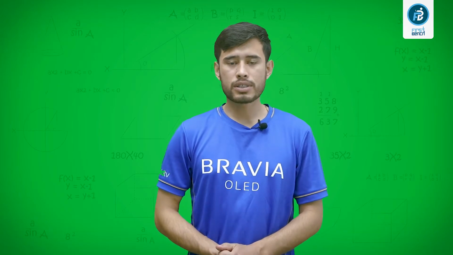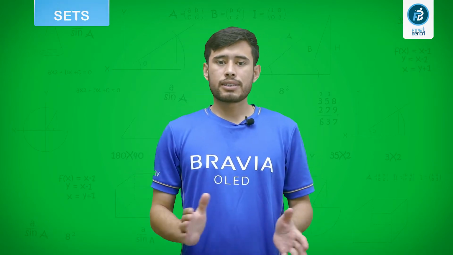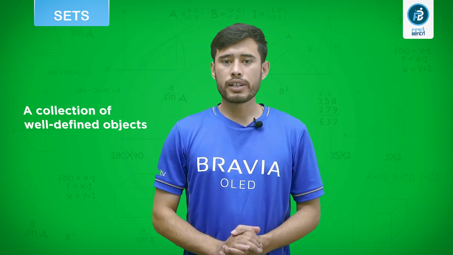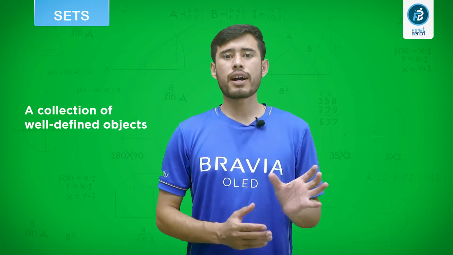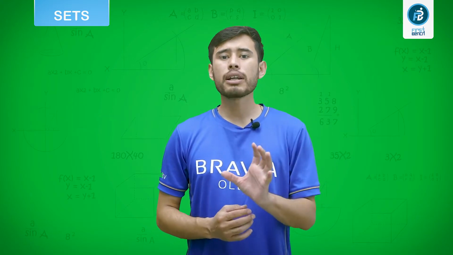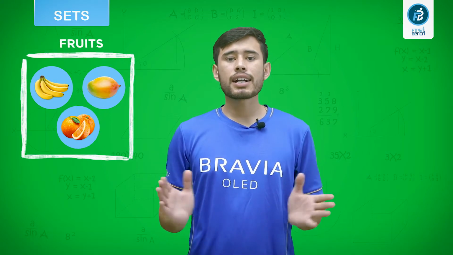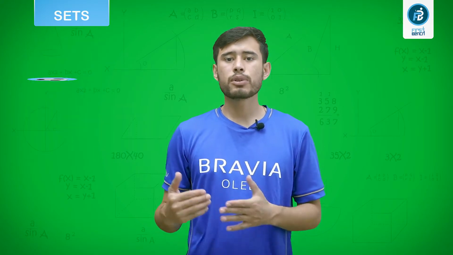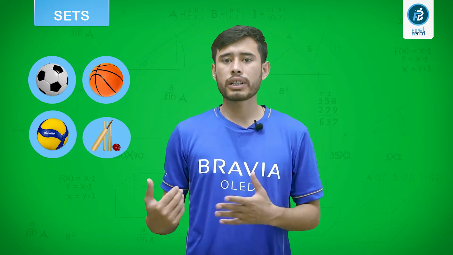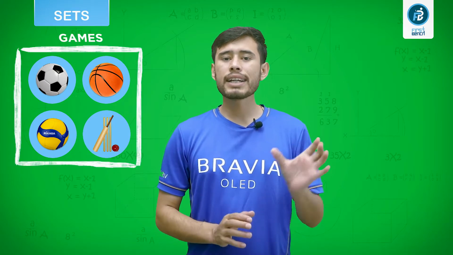Today we'll be learning about sets. A set is a collection of well-defined objects. Well-defined refers to things that are properly mentioned, like banana, mango, orange, etc. They are the sets of fruits. Likewise, football, basketball, volleyball, cricket, they are the sets of games. So anything that is properly defined is said to be a set.